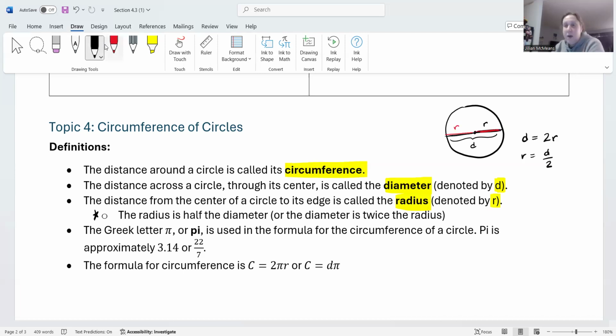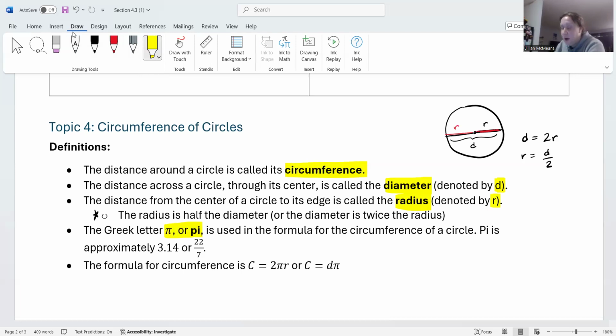Okay, now we have to introduce a Greek letter called pi. So here's the symbol for pi. Please note this is not PIE, it's just pi, okay? So the Greek letter pi is used in the formula for the circumference of a circle. So pi is approximately 3.14 or 22 over 7.